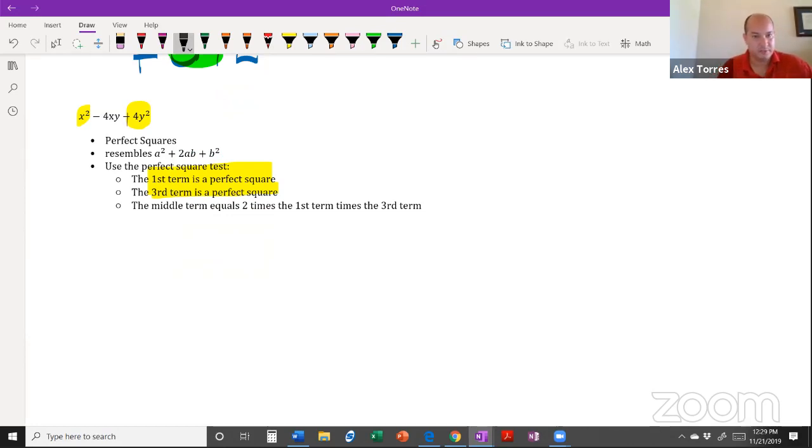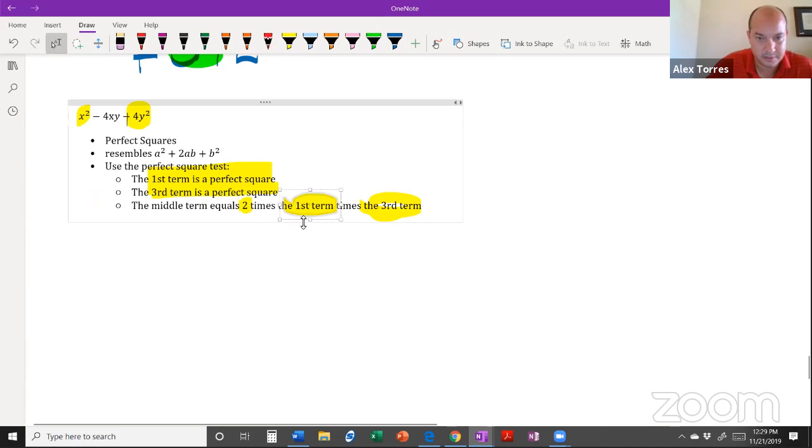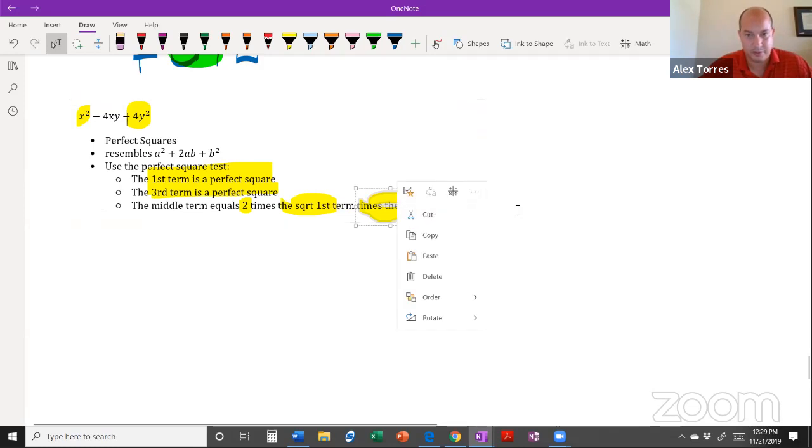But the middle term should be equal to 2 times the square root of the first term and the square root of the third term. So right here, we're just going to retype this. The square root of the first term and the square root of the third term.